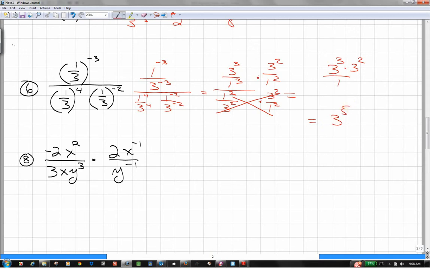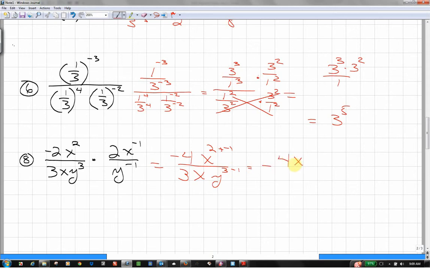Next one, I'm going to multiply everything in the numerator. So let's simplify the numerator first. Negative 2 times 2, that's a negative 4. Then I have an x squared times x to the minus 1. So that's going to be x to the 2 plus a negative 1. My denominator is going to be 3. I have an x. And then I have a y cubed and a y to the minus 1. So that would be y to the 3 plus a negative 1.